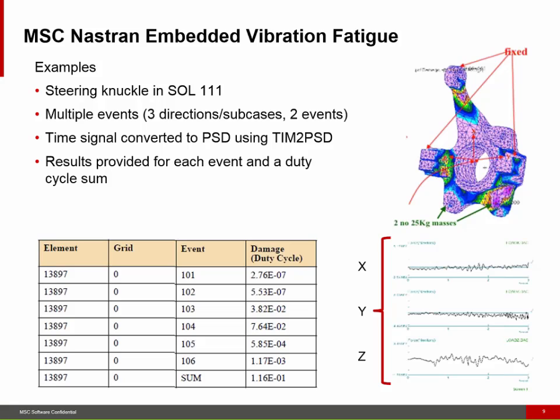So here's one example of a component fatigue analysis in the frequency domain. A modal frequency response analysis of a steering knuckle where you have multiple events and load cases. The time signals are converted to power spectral density using the time to PSD utility. And you can see here that the results are reported for each event, and finally also a total damage for the duty cycle, so a sum of the damage. And in this case we look at the element centroid for the results. That means that the grid ID is 0, but you can also calculate the fatigue life at the grid locations.